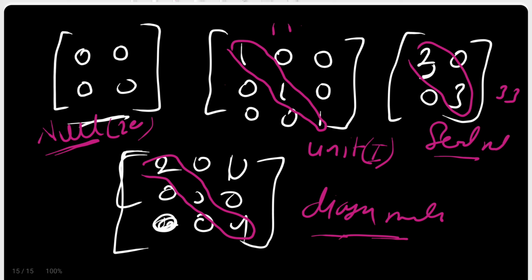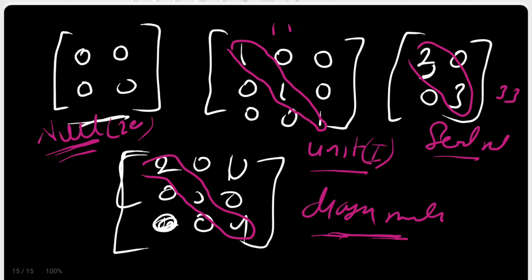These are very confusing things: diagonal, scalar, unit and null matrix. Remember, null matrix will be 0. Unit matrix is where the diagonal will be 1. And diagonal matrix means the diagonal will be anything: 2, 3, 4, 5, 6, anything. If you remember this 3, 1, you will always remember the scalar matrix.